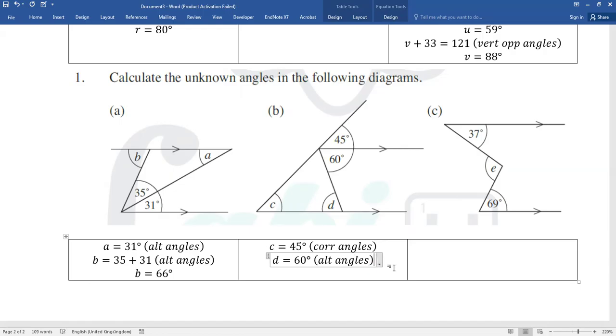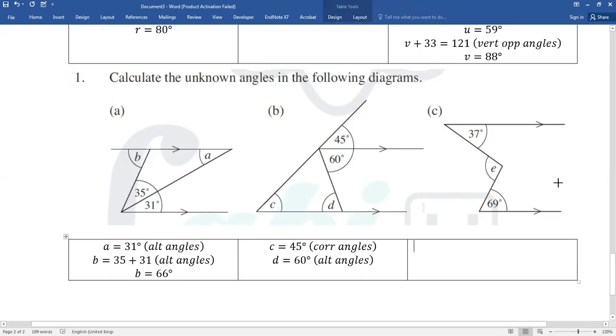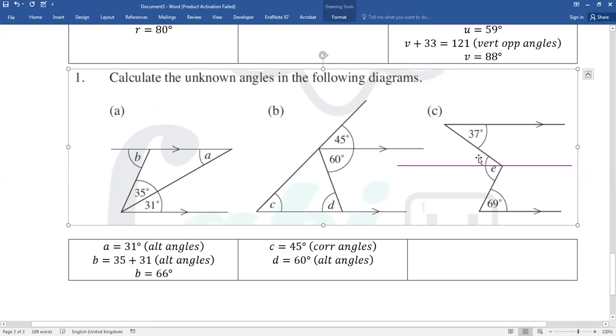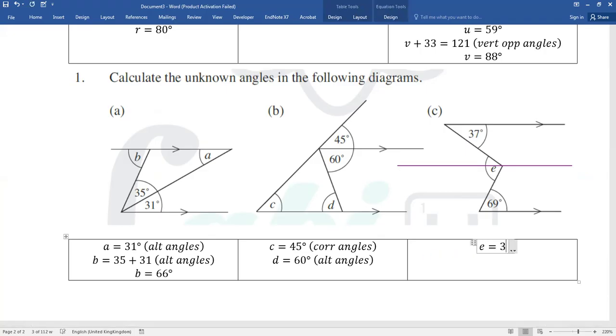Okay, now what about E? How do we find E in this case? Wait a second. We will try to make an imaginary parallel line. Now, if this angle is 37, this part of E will also be 37. And if this is 69, this part of E will be 69, alternate angles. So E will be equal to 37 plus 69. So what is the value of E?